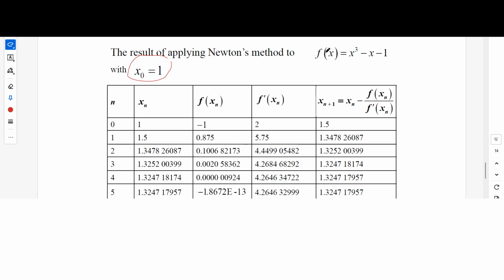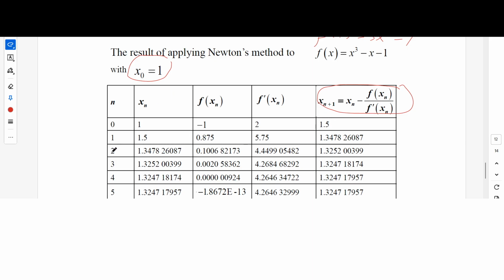What is the value of the function at 1? It's -1. So this is Newton's formula. The initial point is 1. The value of the function at 1 is -1, and the derivative is 2, because if you try to find the derivative of this function, what do you find? The derivative of this function is 3x squared minus 1. So the value of the derivative at 1 is actually 3 minus 1, which is 2. And if you put this information here, then you can calculate the value 1.5.